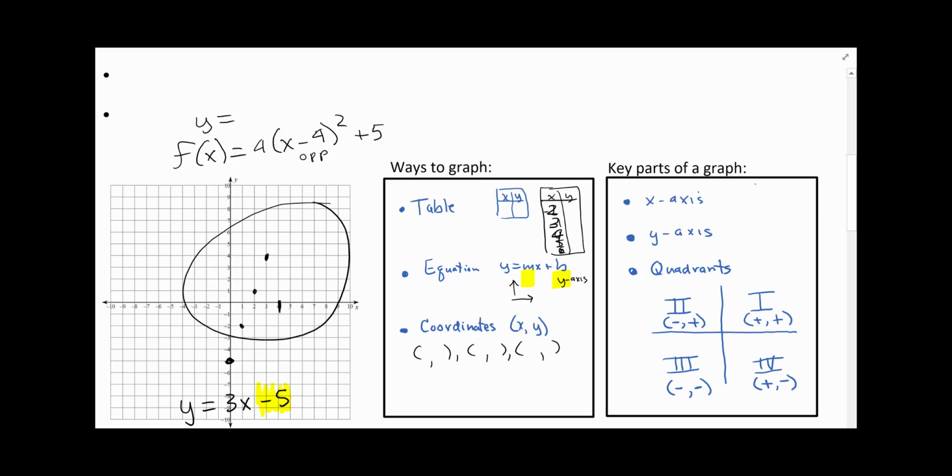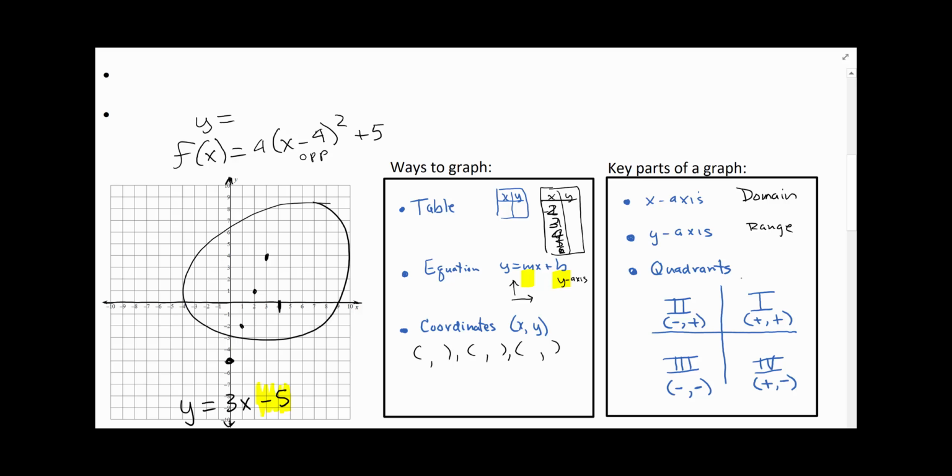Key parts of a graph, well, you've got the x-axis. Remember, the x-axis, what the x's are doing is called the domain. The y-axis is the axis that is the vertical axis, and the y values, what the y values are doing, that's called the range.